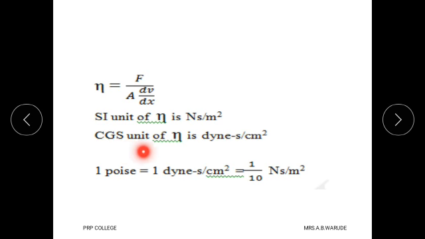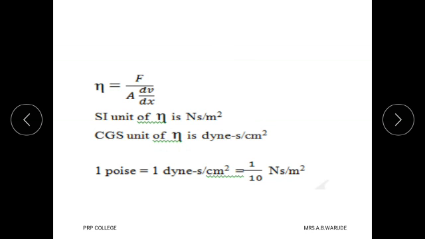Then we write the CGS unit of eta. Here the formula is the same, F upon A dV upon dx, but we have to write the CGS unit. Therefore the CGS unit of force is dyne. For area, the CGS unit is centimeter square, and for velocity gradient the CGS unit is 1 upon second, and therefore the CGS unit of coefficient of viscosity is dyne second per centimeter square.